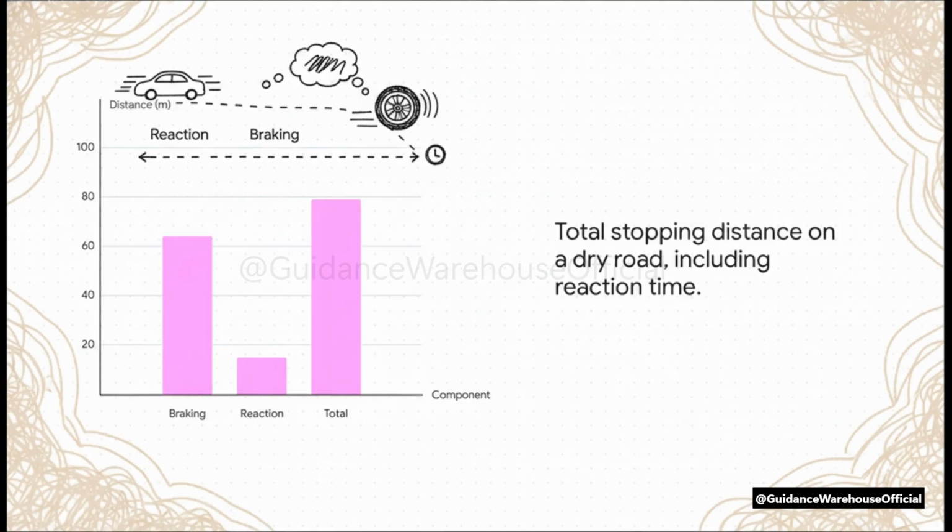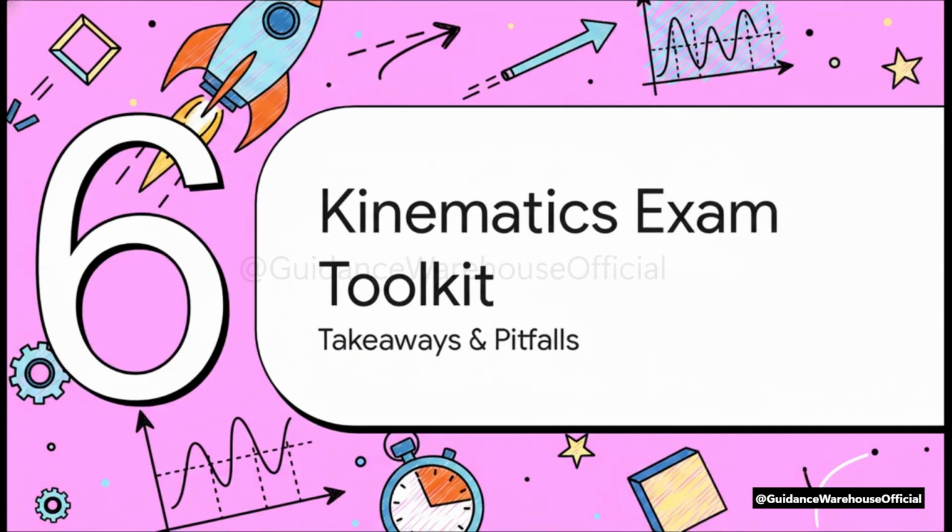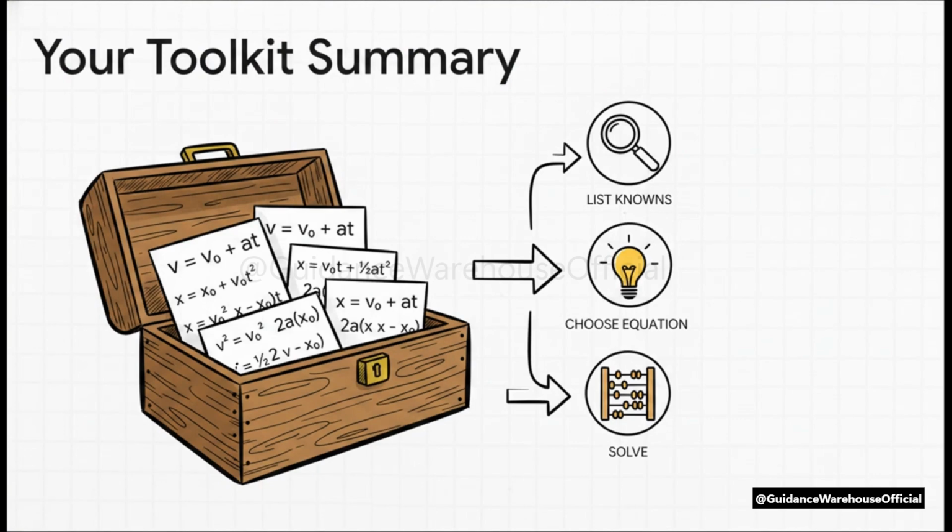That's huge. Okay, let's bring it all home and pack up our toolkit so you're ready for your next test or homework assignment. This is everything you need for success. So here they are, your three main equations, your workhorses. And don't forget the three-step process. List your knowns, pick your equation, and then solve. If you stick to this method, you will nail these problems every single time.